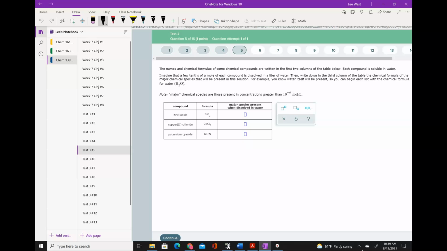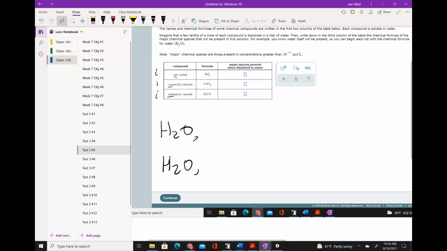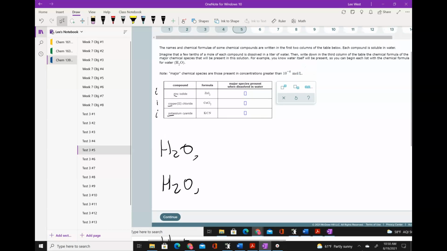The first thing that we need to do is identify whether our compound is ionic or covalent. And in each case here, the formulas start with a metal. So we know ionic, ionic, ionic. So that means that each one of these is going to separate into cations and anions. We just have to figure out what is what. So every list is going to begin with water, because water is the major component that is present. We have many moles of water in a liter. So that's always going to be there.